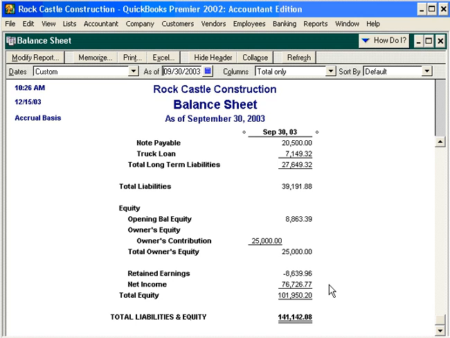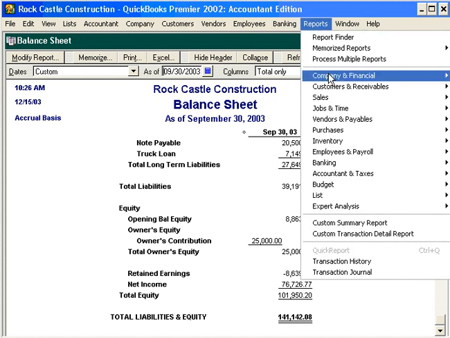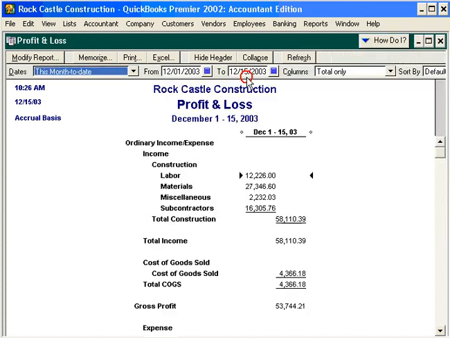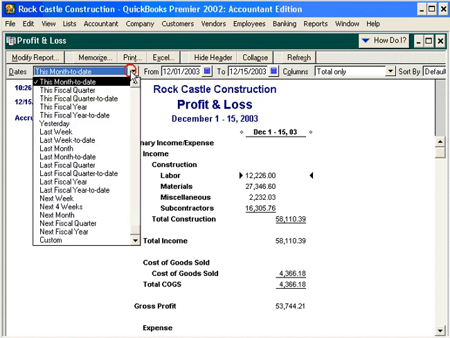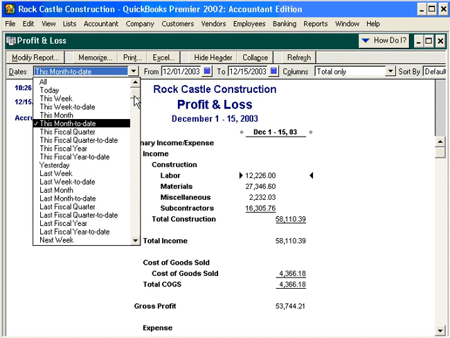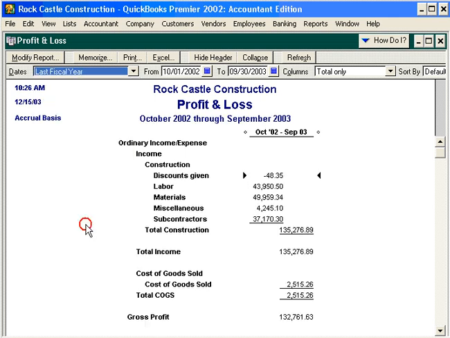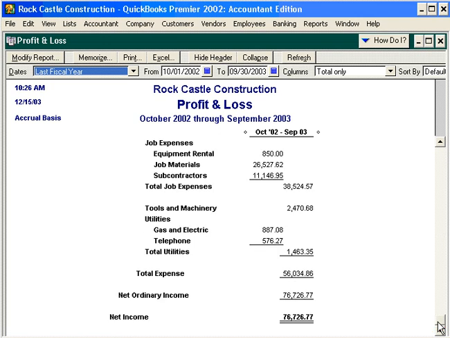Their net income is $76,726. Let's also pull up an income statement for the last fiscal year. We'll see the same number down here at the bottom.